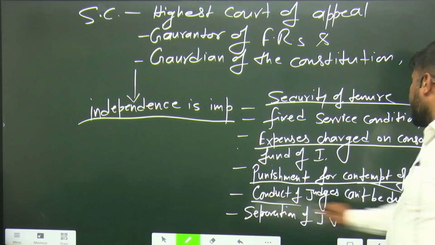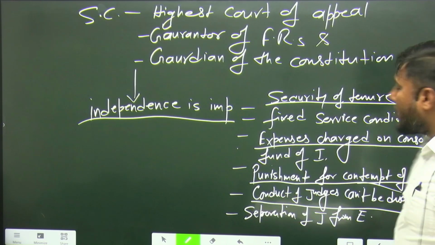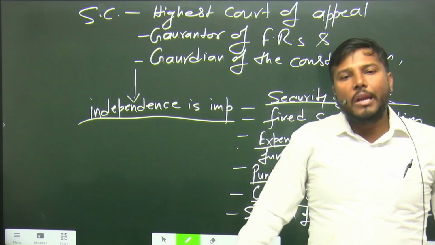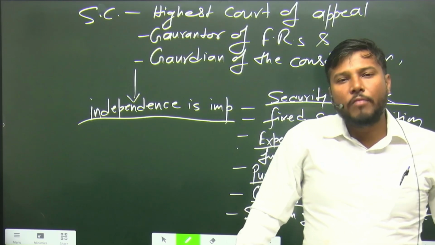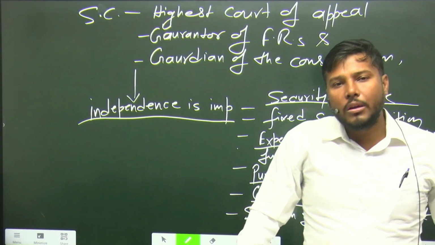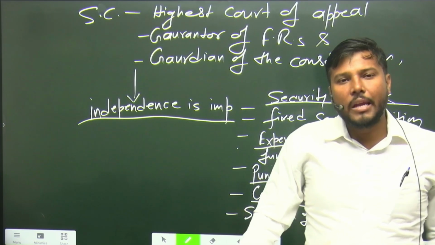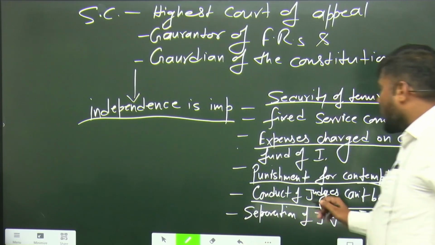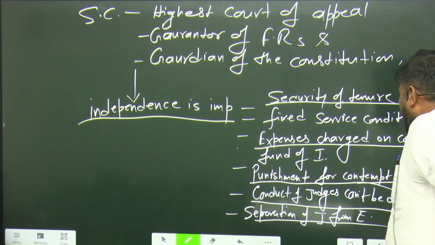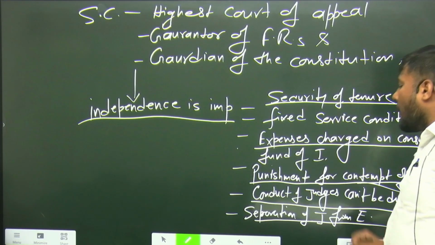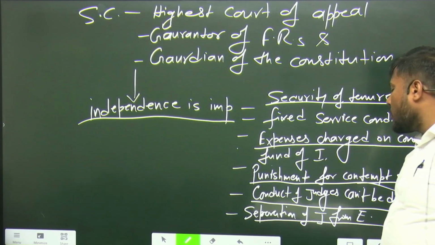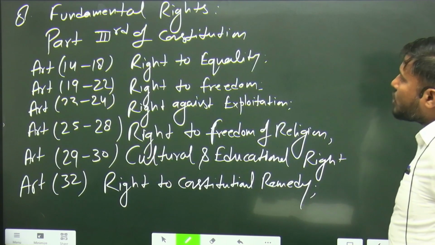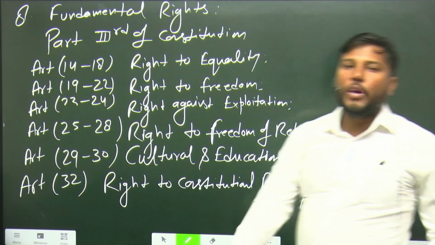The next one, the conduct of the judges cannot be discussed in the legislature or the state assemblies. The conduct of Supreme Court and High Court judges, how they perform, how they deliver justice or something like that, cannot be discussed in any legislature, right? This is also a kind of protection they have got. Separation of judiciary from executive. We have made a provision in our constitution to ensure that the judiciary and executive need to be separate. So this much we have done. Let's come to the next point.